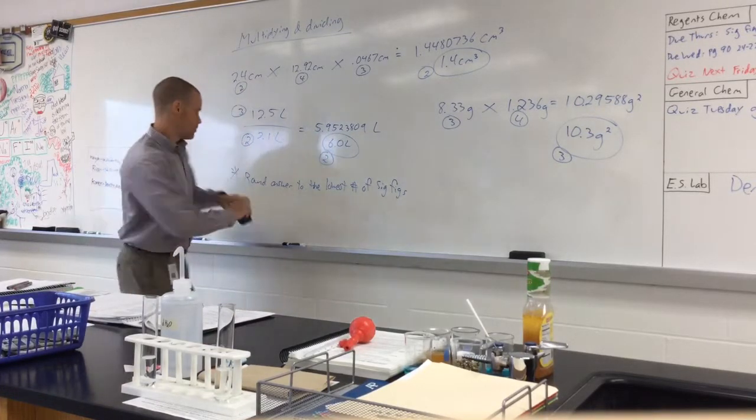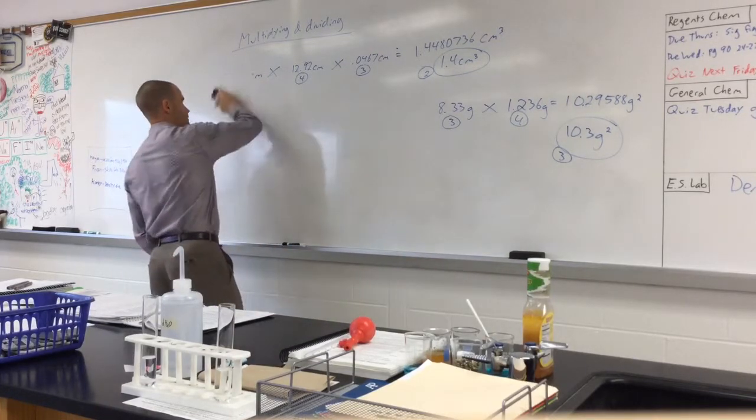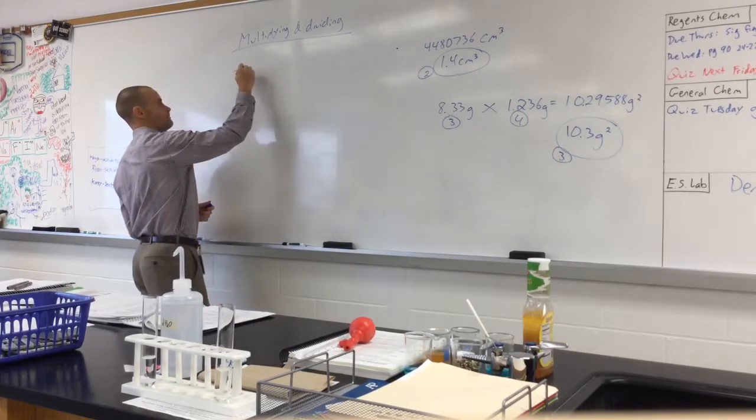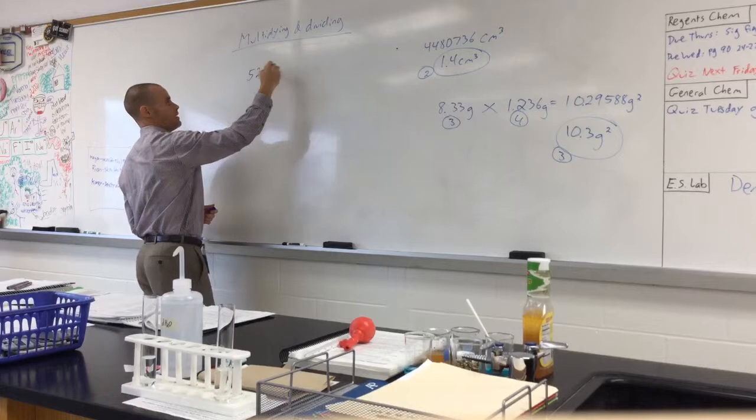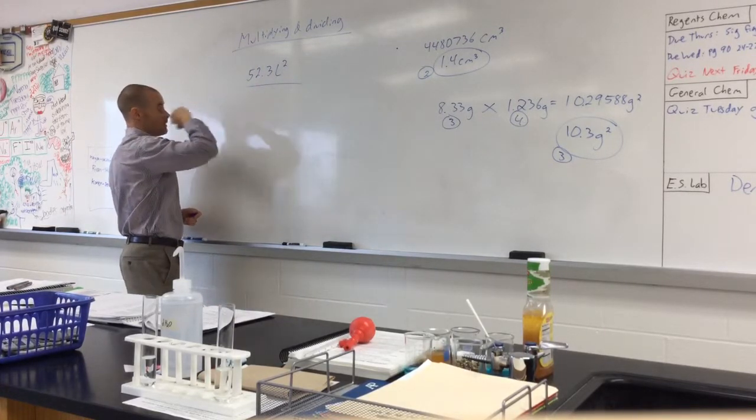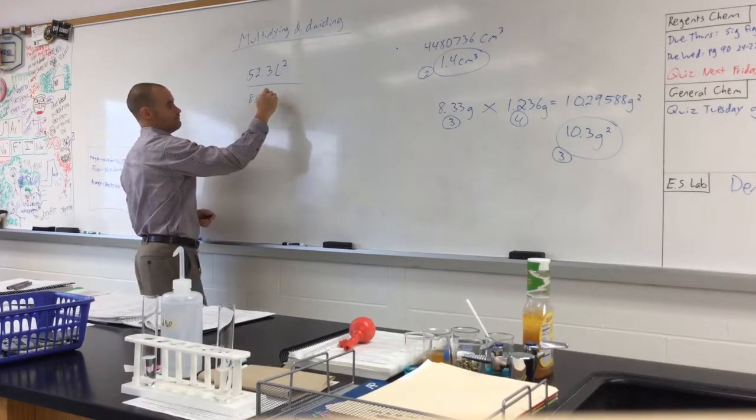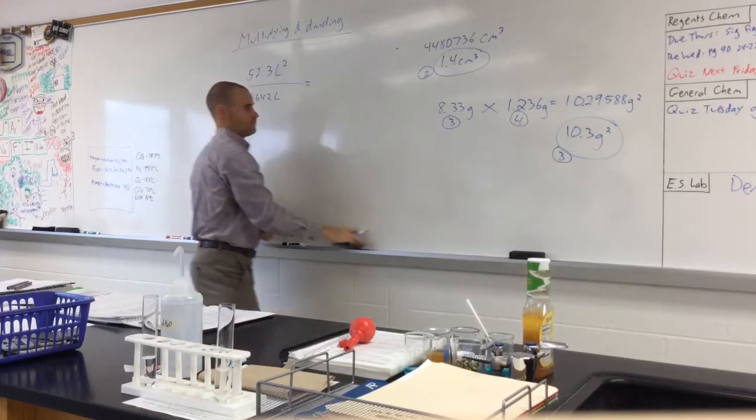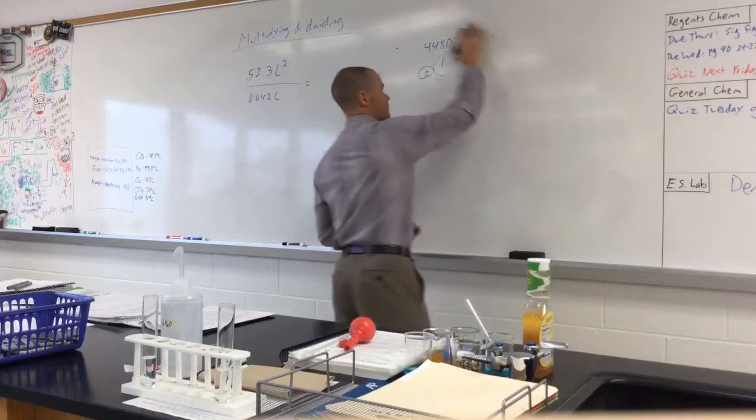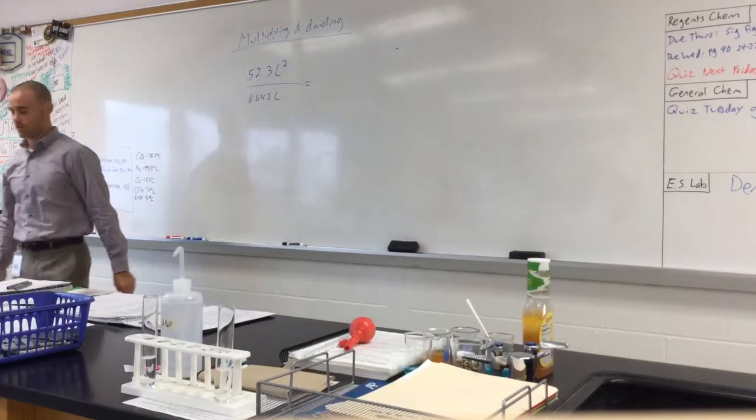Let me give you one to practice, then we'll do adding and subtracting. Okay, so what if we had 52.3 liters squared divided by, I don't know, 8.642 liters. Round according to significant figures.